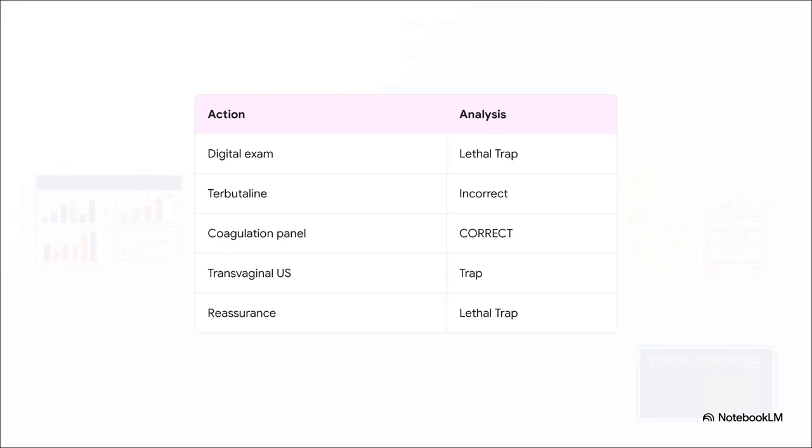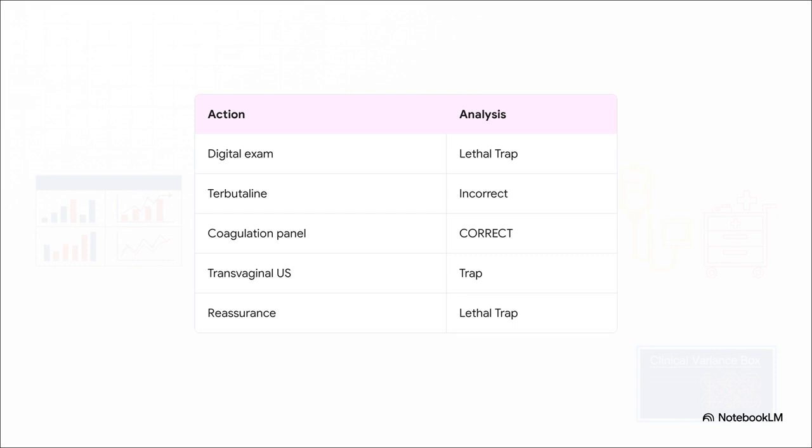Let's break these down exhaustively. Choice A, an immediate digital cervical exam, is a massive lethal trap. It is absolutely contraindicated with third trimester bleeding of unknown etiology until you rule out previa via ultrasound. Choice B, giving terbutaline, is completely incorrect. Tocolytics are strictly contraindicated in a severe abruption when your patient is hemodynamically unstable.